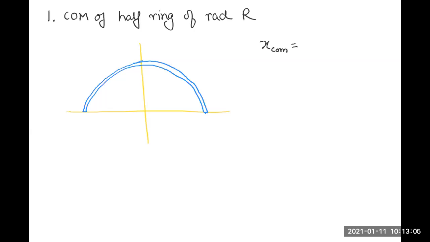Yes, good. Whenever there is a circular arrangement, then you have to choose an angle. So let me just start this off for you. So let this angle be theta, and let this angle be d theta. Okay, so this is our chosen element. So now you have the chosen element. Please try to apply the formula to find the x coordinate of center of mass.